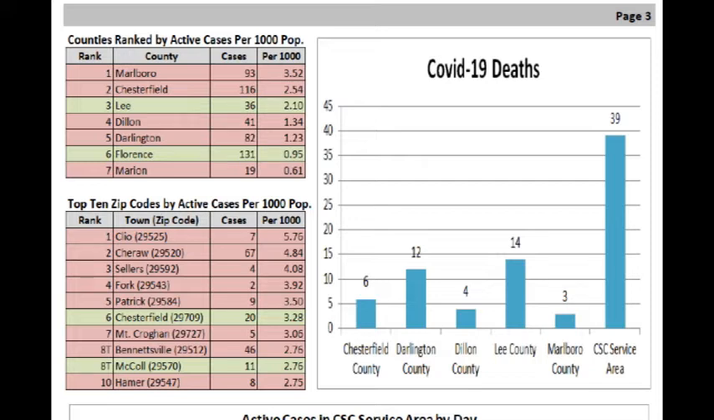Beside those charts, the number of COVID-19 deaths are illustrated by county in our 5-county service area and the total for the entire service area. 6 deaths in Chesterfield County, 12 in Darlington County, 4 in Dillon, 14 in Lee, 3 in Marlboro, and 39 for the entire service area.